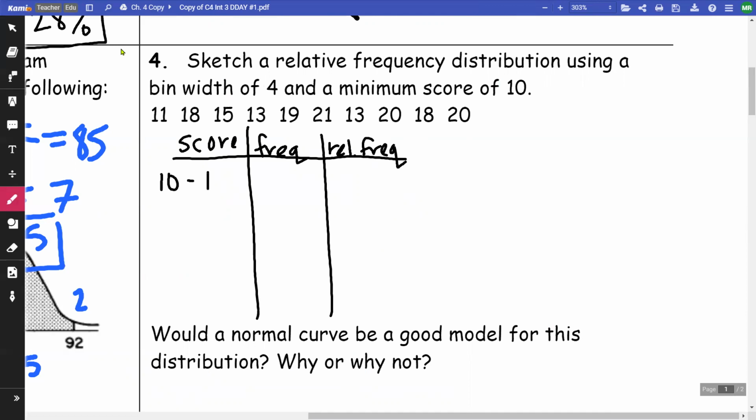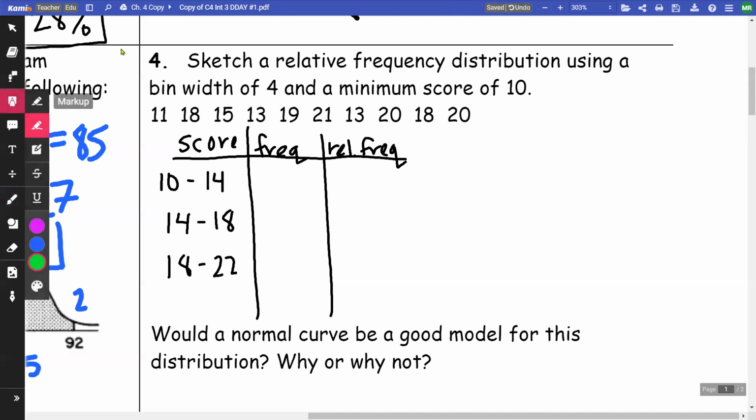So it's going to go 10 to 14. Then I'm going to do 14 to 18. I'm just going to keep adding 4. Then I'm going to do 18 to 22. And looking at the data, I think that's going to fit everything in. So I am going to look at 10 to 14, and I'm going to look at all the numbers that are from 10 to 14, but not including 14. 14 would be included in the next section.